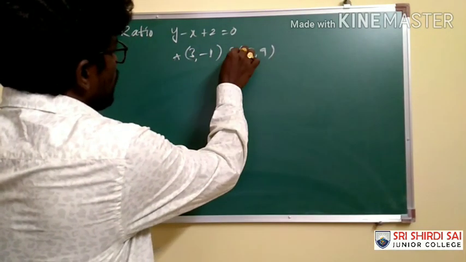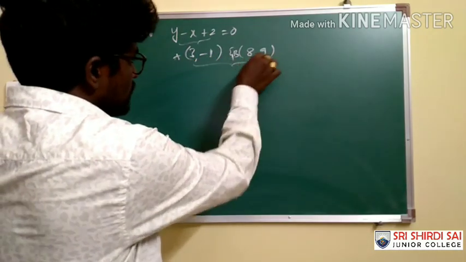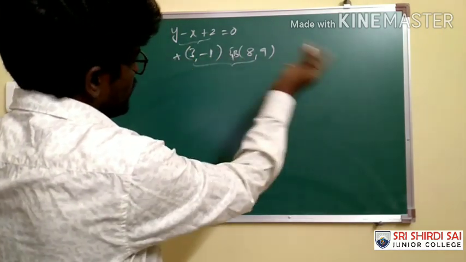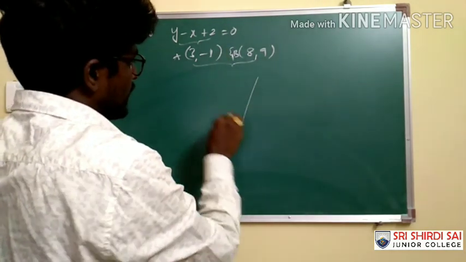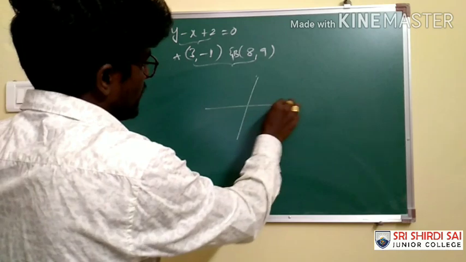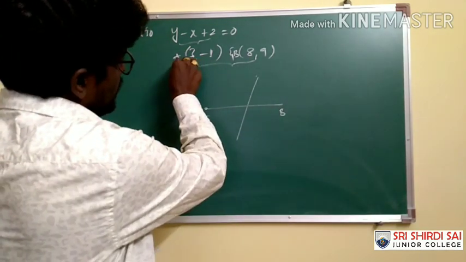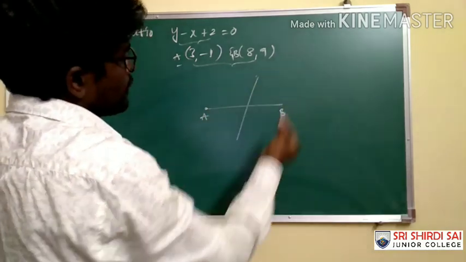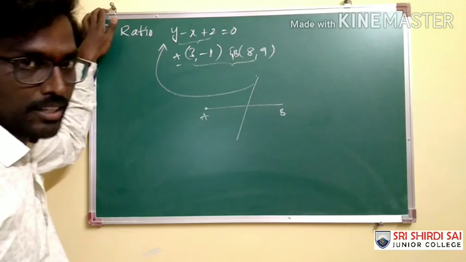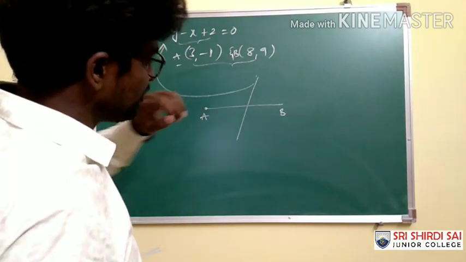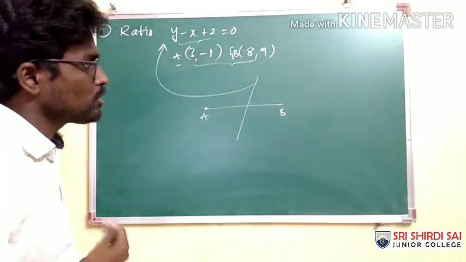Let's say these two points are A and B. This line is going to divide the line connecting A and B. Let's say A is 3, minus 1 and B is 8 comma 9, and this is the line that is given. Let's consider it that way. It is a rough figure. So in what ratio is it going to divide?